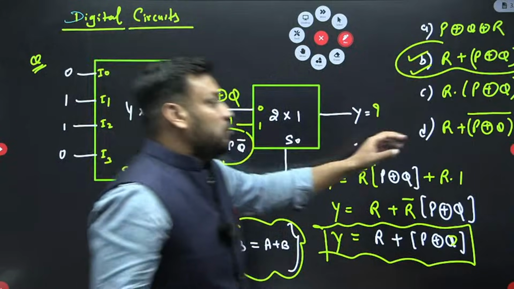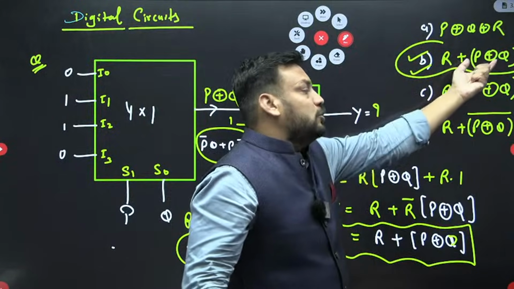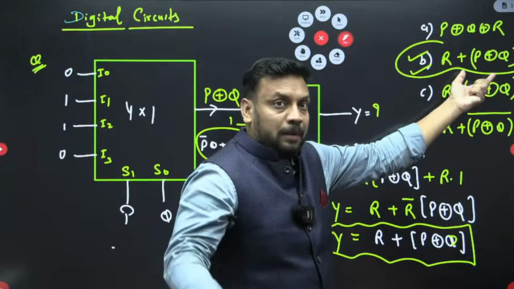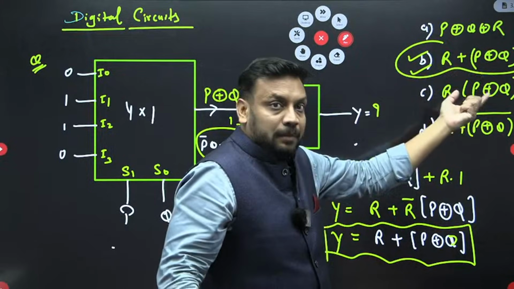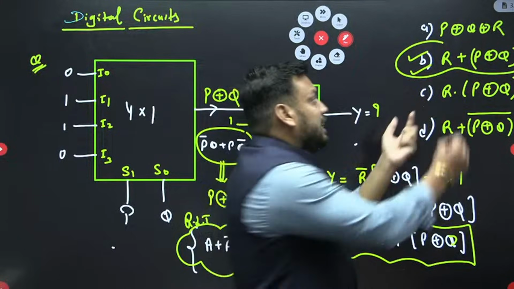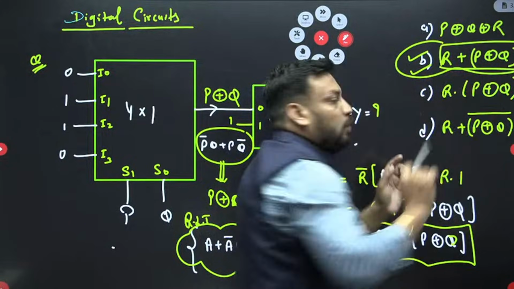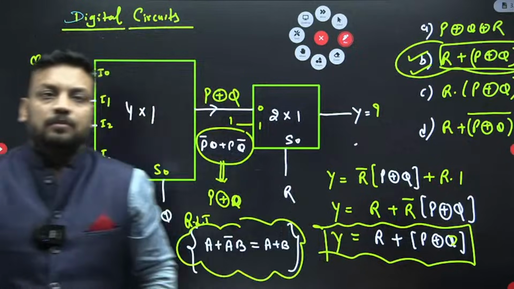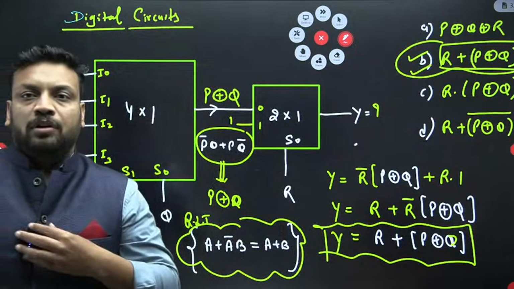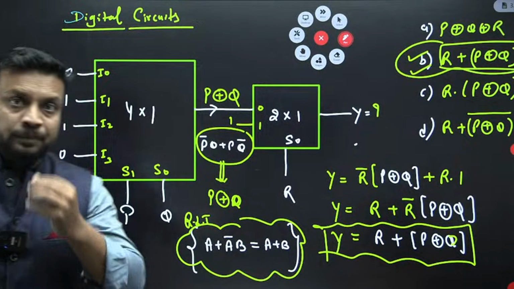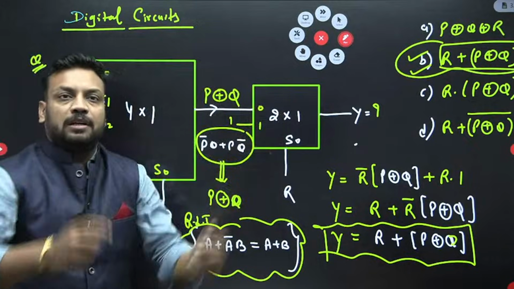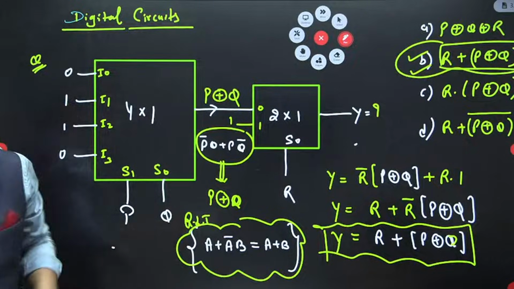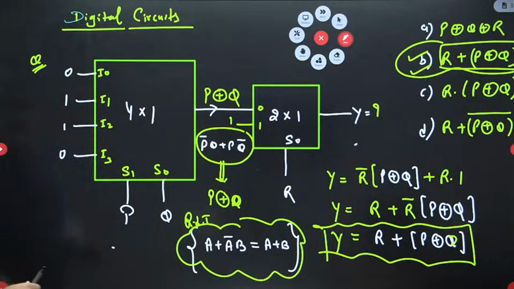So don't be confused. Maybe this R plus P XOR Q expression in your paper is mentioned in C, maybe in D. So wherever this expression is mentioned, that option is the only correct one. Audio, video clear, sir. Shabash Mathan. Very good. So I hope this question is crystal clear, guys. No scope of confusion here. Very easy question. So one more question I have.